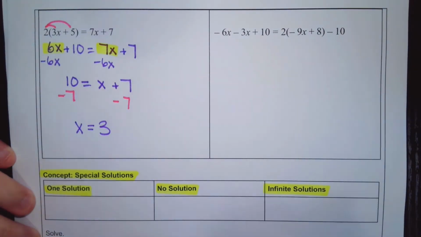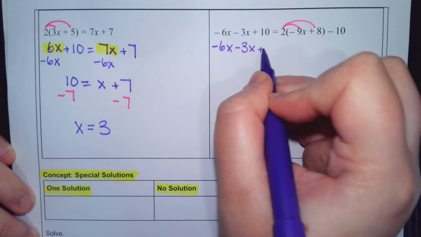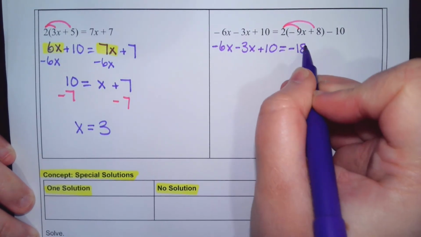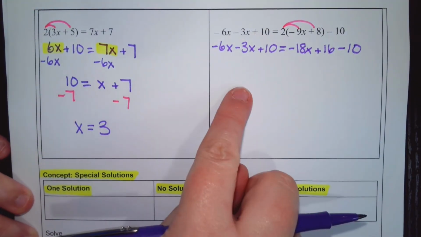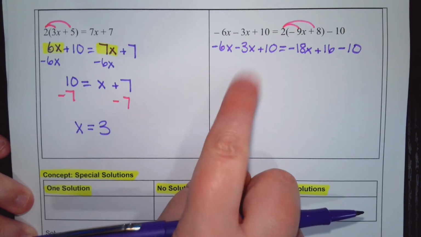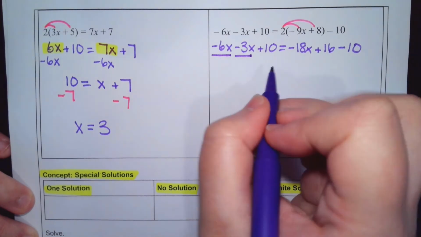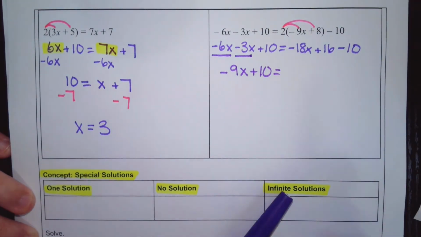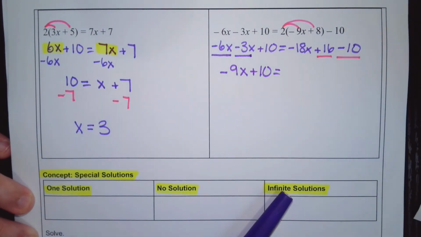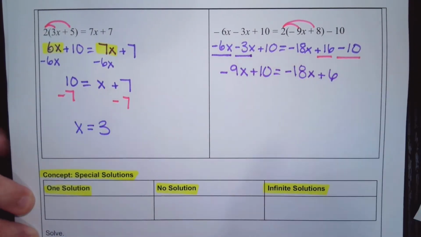Again, I see parentheses, so we're going to distribute first. So negative 6x minus 3x plus 10 is equal to negative 18x plus 16 minus 10. Then, if you notice, we have like terms on both sides that we need to simplify first. So we simplify negative 6x and minus 3x to give us negative 9x plus 10. And then on this side, we simplify 16 and minus 10, and we get negative 18x plus 6.